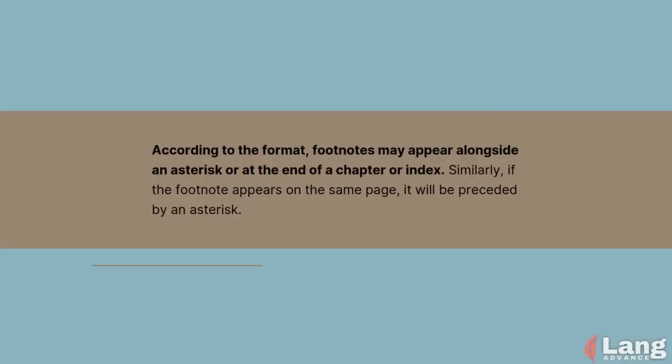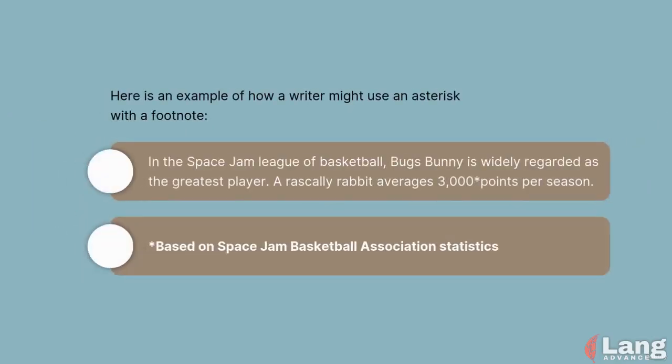According to the format, footnotes may appear alongside an asterisk or at the end of a chapter or index. Similarly, if the footnote appears on the same page, it will be preceded by an asterisk. Here is an example of how a writer might use an asterisk with a footnote.